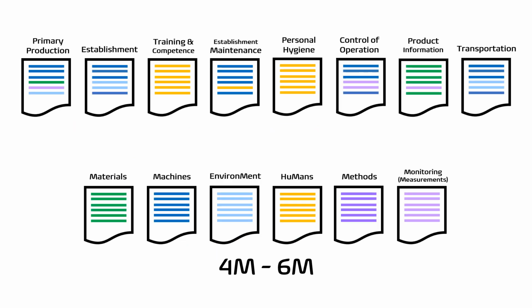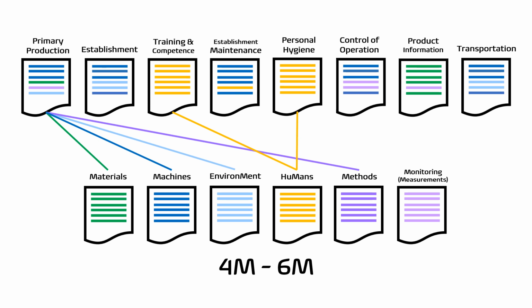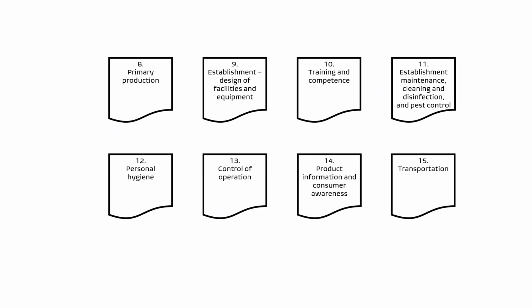Categorizing PRPs can help to limit their number to a manageable amount. The number can vary from 4 to 6 depending on the code being reorganized. To illustrate this quickly, let's apply some categorization to the 2023 Codex Good Hygienic Practices. The current code includes 8 practices.